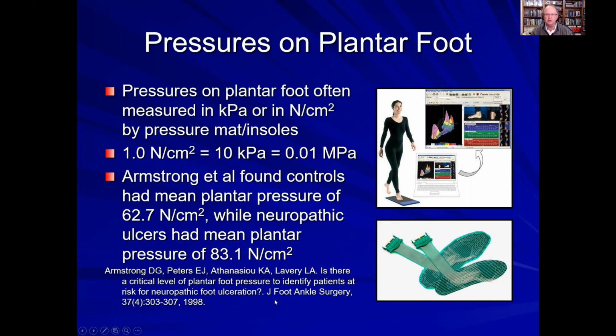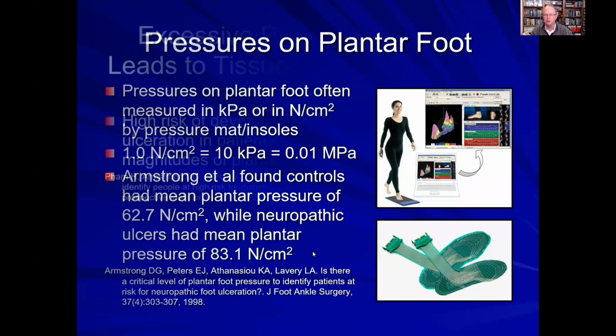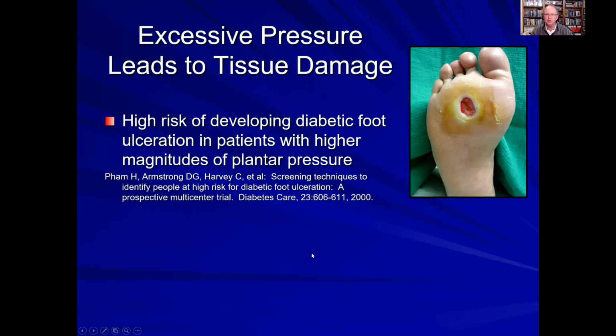Dave Armstrong, who's done some of the leading research on diabetic foot ulcerations and pressures, found in their study from 1998 that mean plantar pressure for controls that were uninjured was approximately 63 newtons per square centimeter, whereas neuropathic ulcers, where there was pressure breakdown of the plantar skin, was significantly higher at 83.1 newtons per square centimeter. We know that these pressures occur on the plantar foot as a result of ground reaction force acting over the bony areas of the foot, and these high pressure areas that occur due to too much pressure over too small a surface area can lead to things such as diabetic foot ulcerations.